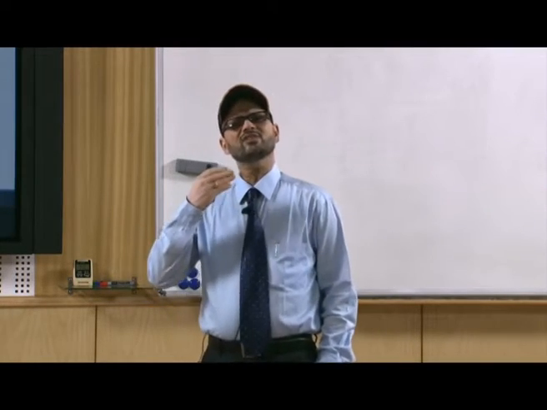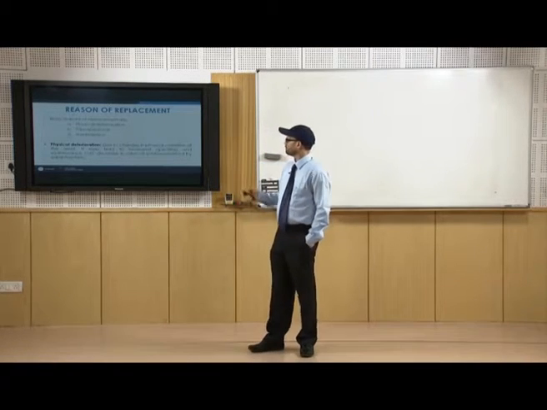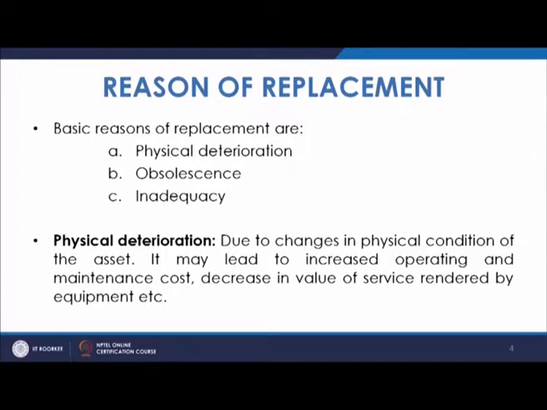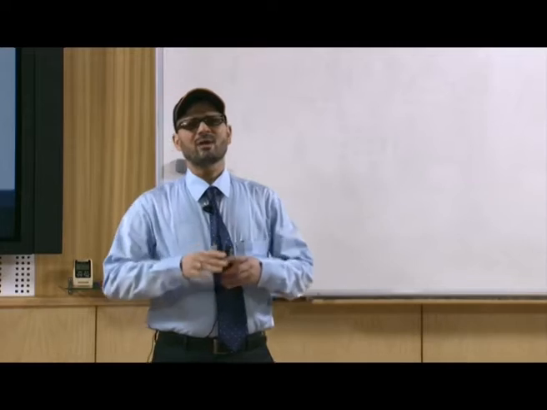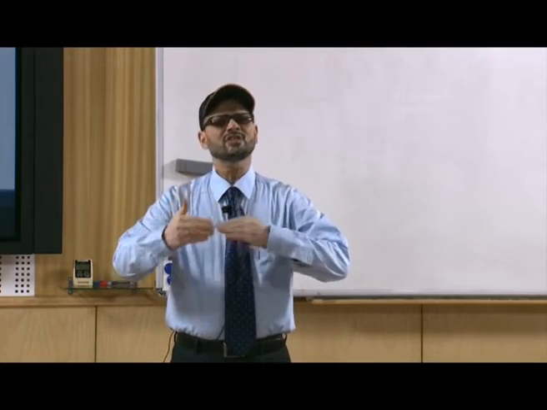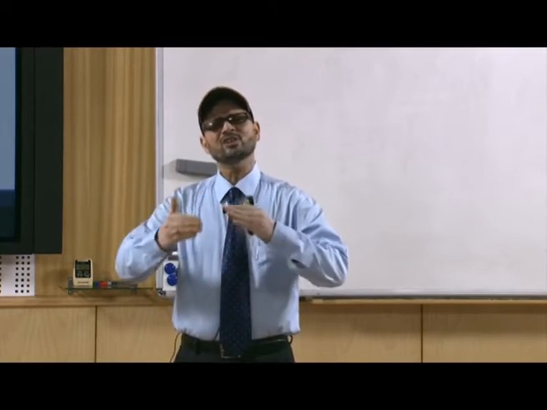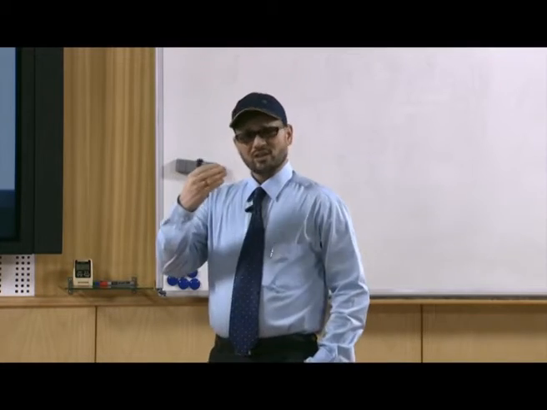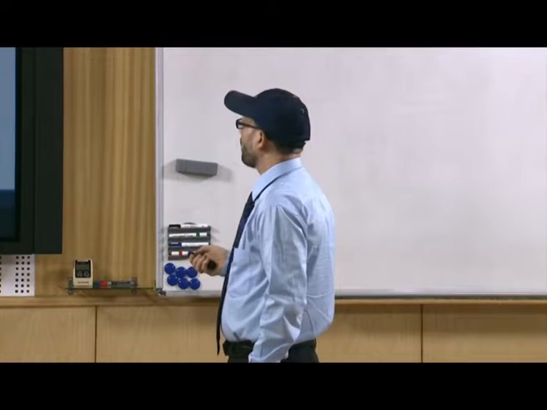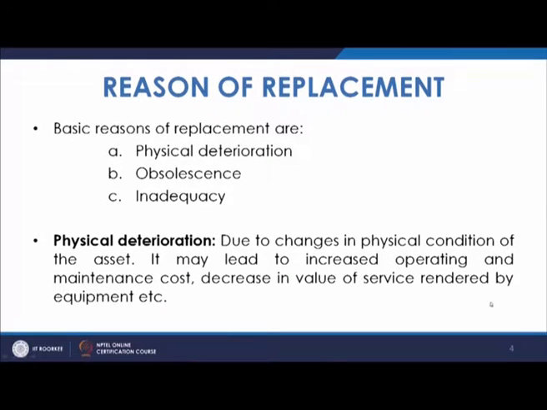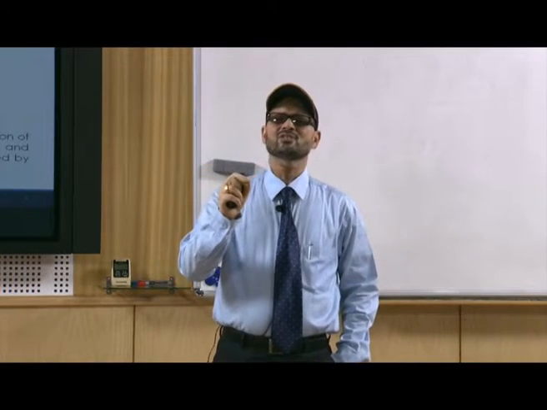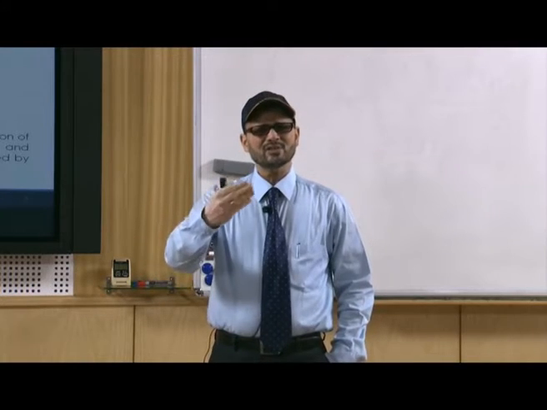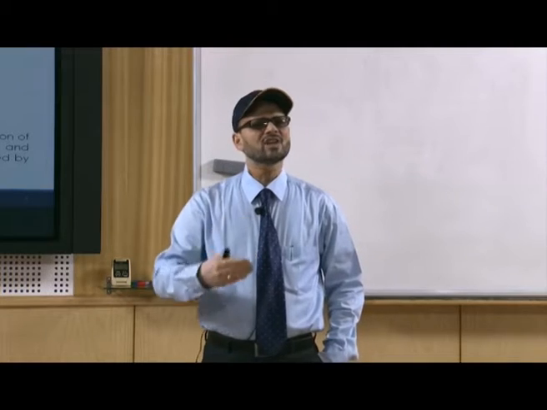Now, we will talk about the reasons for replacement, why we need to replace. The reasons are basically physical deterioration, obsolescence and inadequacy. So, physical deterioration is because of the changes in physical condition of the asset. Basically, some of the moving parts of the equipment are rubbing against each other continuously. So, slowly their efficiencies decrease. Because of its use, it may lead to increased operating and maintenance cost, and decrease in value of the service rendered by the equipment. So, this is known as physical deterioration, because it is because of the physical impairment of certain parts of the equipment, and because of that the service you are getting from this equipment, its value decreases with time.